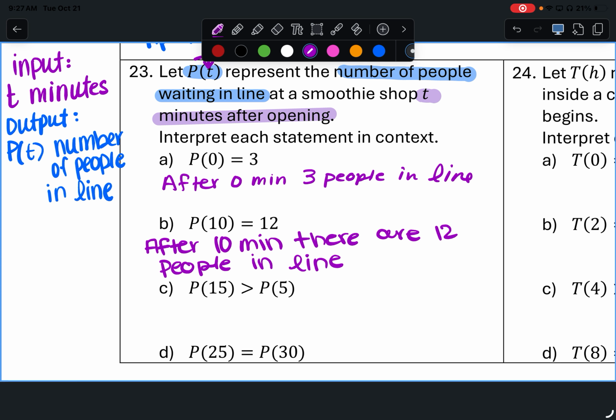All right, what about C? It's P of 15 is greater than P of 5. Yep, more people after 15 minutes than 5.